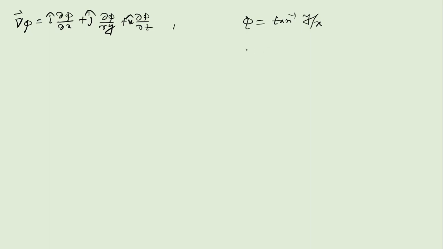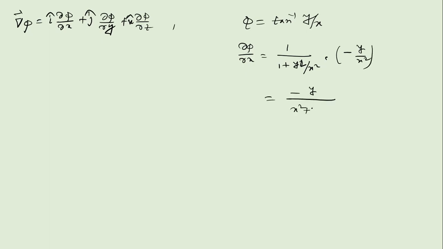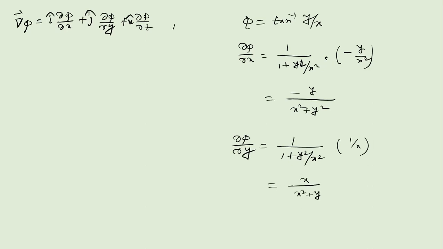Simple. So del phi by del x is 1 by 1 plus y square by x square, times minus y by x square, that is minus y by x square plus y square. And del phi by del y is 1 by 1 plus y square by x square times 1 by x, so if you multiply by x, this is x by x square plus y square. And del phi by del z is 0. So this becomes minus i cap y plus j cap x by root under x square plus y square.